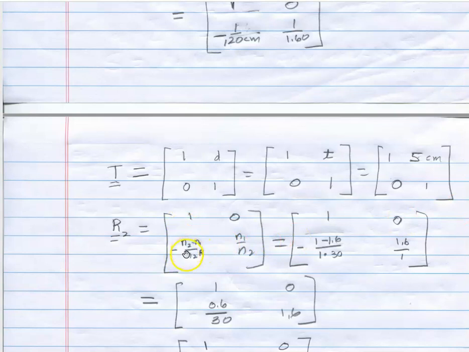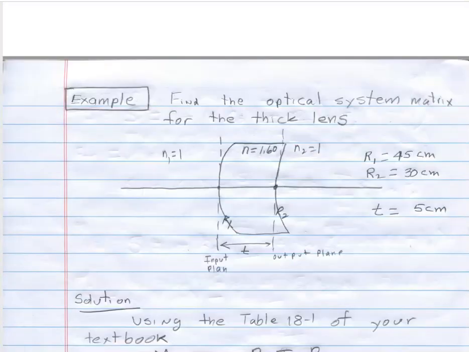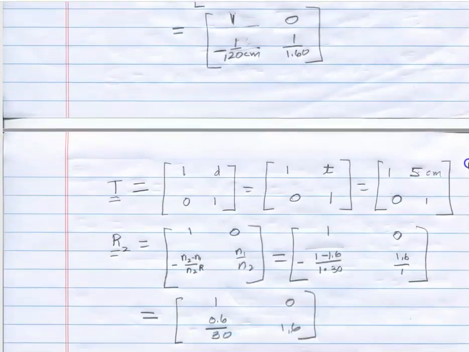Well, the final was actually 1. The initial was 1.6 here. The final is 1. I wound up on the air side, and then the radius of curvature was 30. Is that right? Yeah, 30. R2 was 30 centimeters.